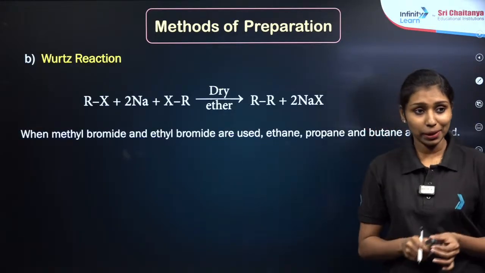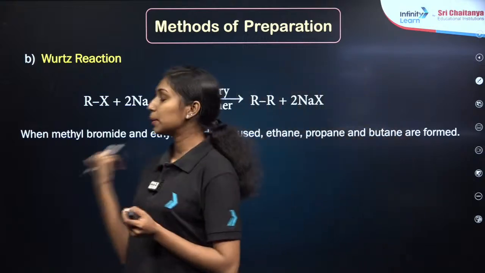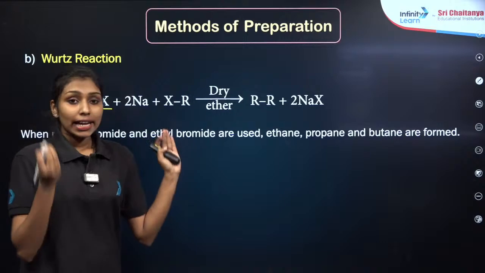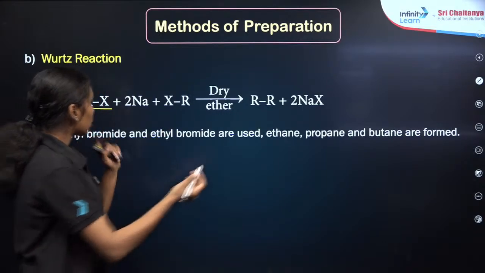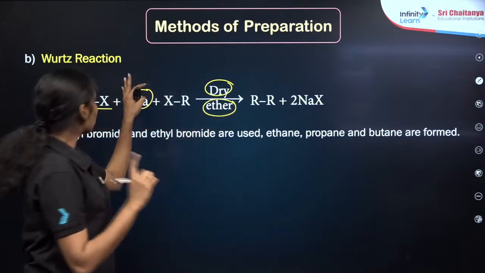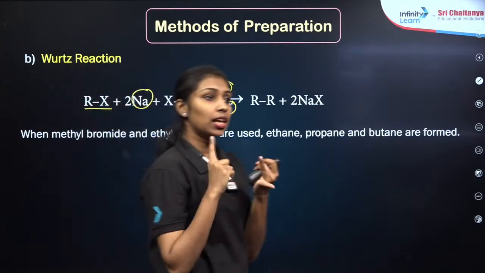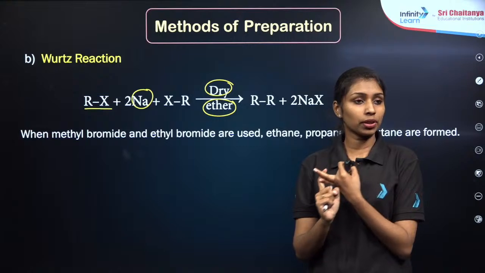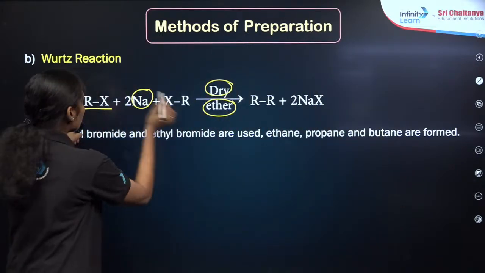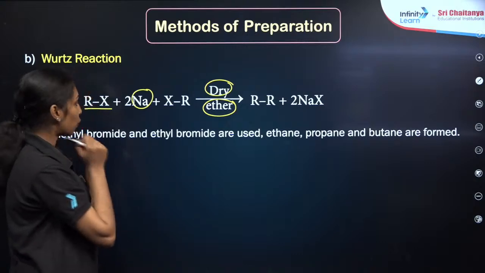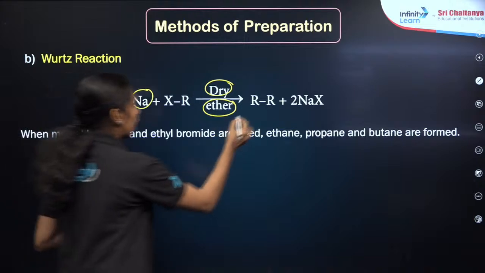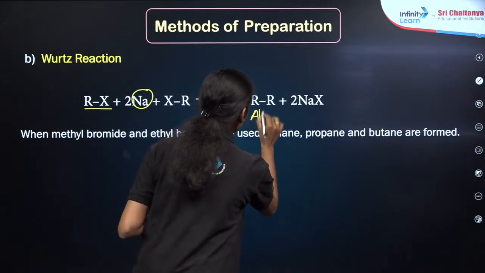This is a name reaction. It is very important. Again from the RX molecule, the alkyl halide, I am trying to prepare the alkane by using sodium metal in the presence of dry ether. If you are talking about the Wurtz reaction, sodium will be the reagent in the presence of dry ether. So what you are observing here: I am taking 2 molecules of alkyl halide in the presence of sodium in dry ether. What you are observing? An alkane is produced.